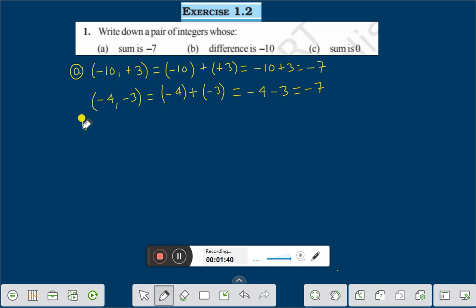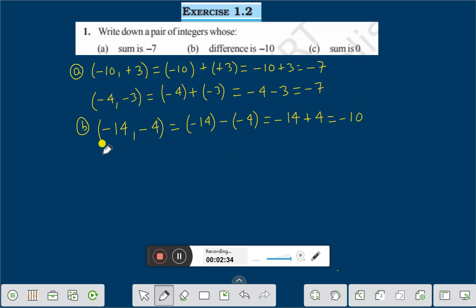Now question number B. Question number B is write down a pair of integers whose difference is minus 10. Whose difference? Let us take minus 14 and minus 4. Right? If we take the difference, this is minus 14 minus of minus 4. Therefore, you are getting minus 14 minus into plus, minus into minus is plus, plus 4. That is minus 14 plus 4, that comes to minus 10.